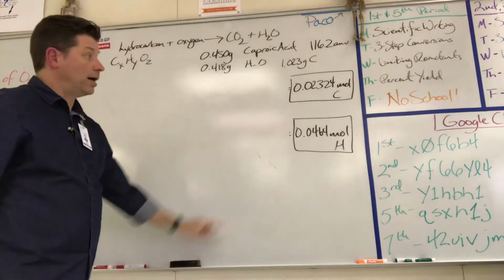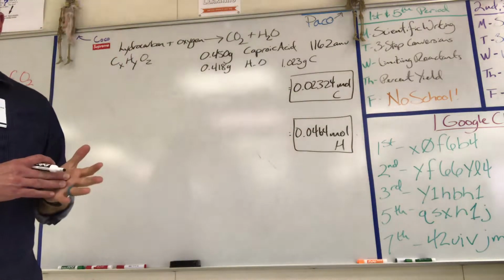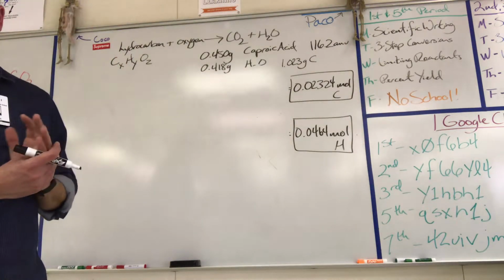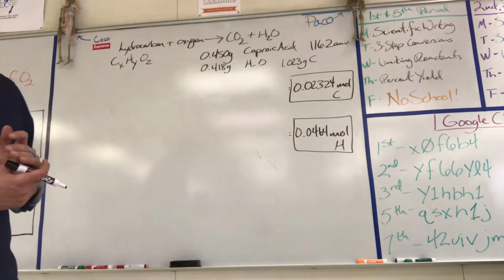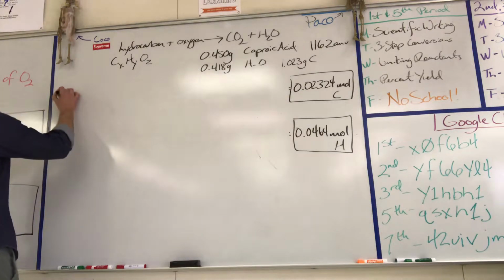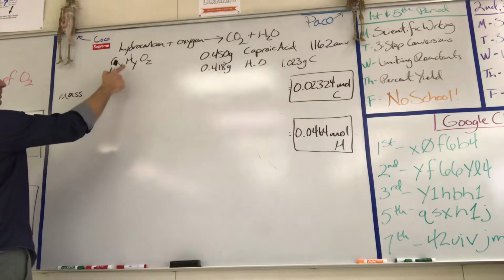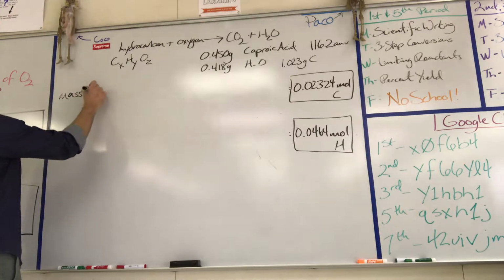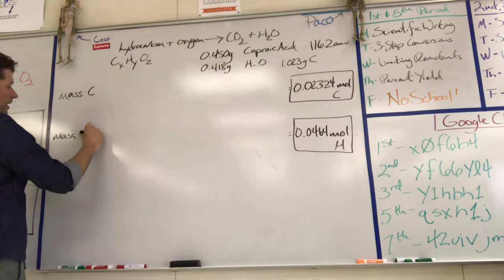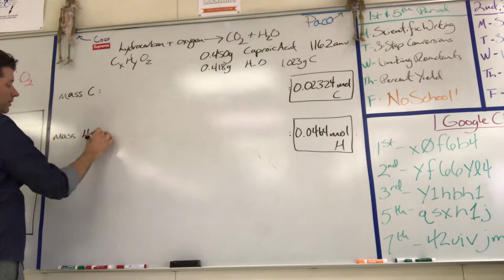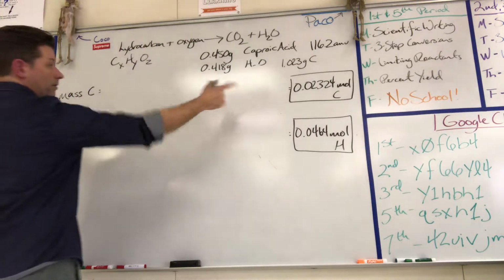Now, I've got moles, but I really want to get to grams so that I can figure out the empirical formula. So what I need to do is calculate the mass of just carbon, because remember, I'm just trying to find out carbon by itself, hydrogen by itself. So the mass of carbon and the mass of hydrogen, I'm going to do another couple calculations.